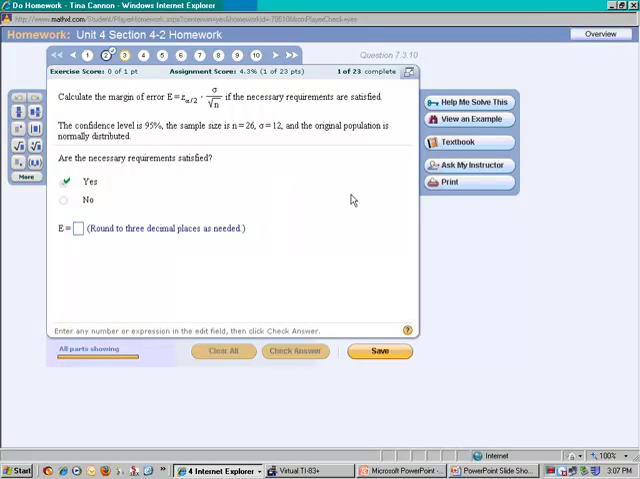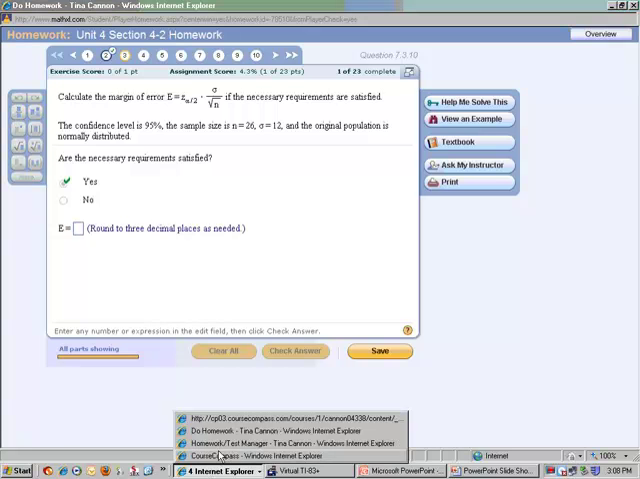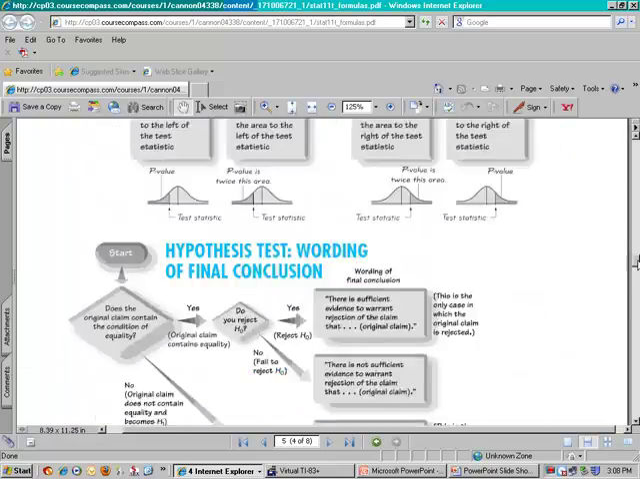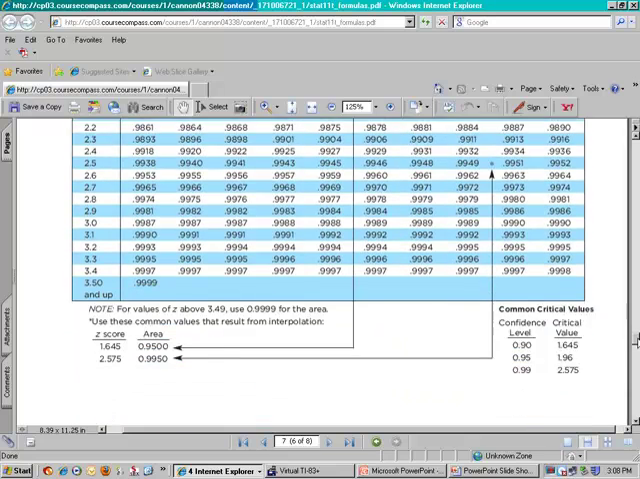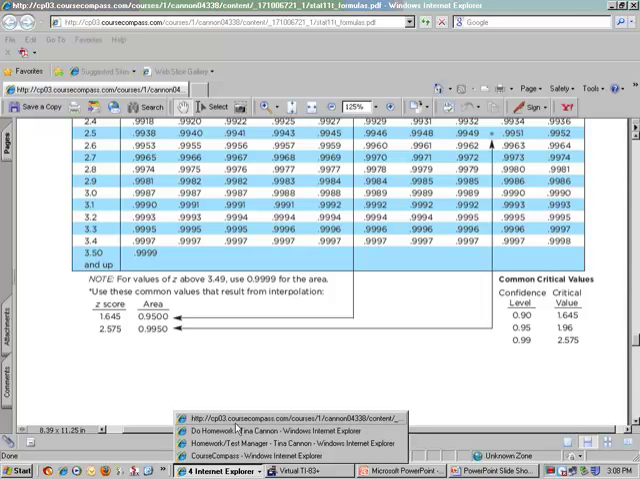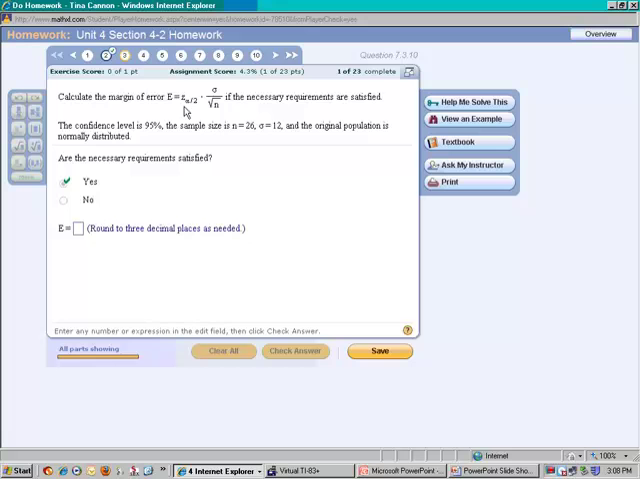Now they want you to calculate the margin of error. So to calculate the margin of error, we'll need to use the z-score for 95%. If you look at your positive z-score table, let's see if I can find it. I think it's here. There we are. If you scroll down to your positive z-score table, down at the bottom right-hand corner, here are some of the values that have been calculated for you. And if we're using a 95% confidence level, our critical value is 1.96.